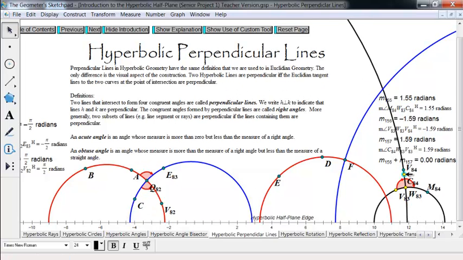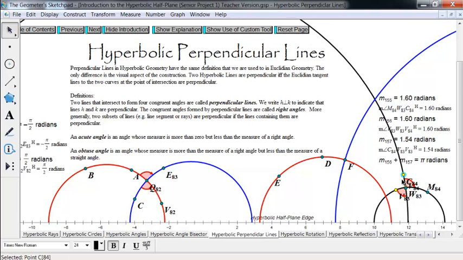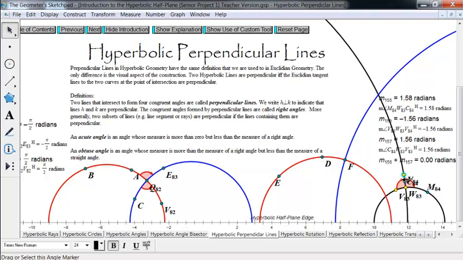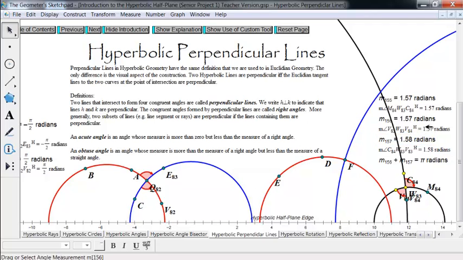But if you ever get a spot, there's a spot somewhere in here. I'm really close now. That looks about as close as I'm going to get. There's some spot where all four are the same. And when that happens, we call that angle a right angle. And of course, it's going to have measure pi over 2 radians. And so then we say the two lines are perpendicular.